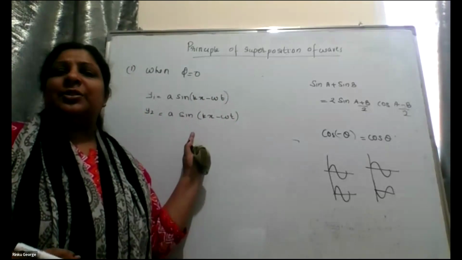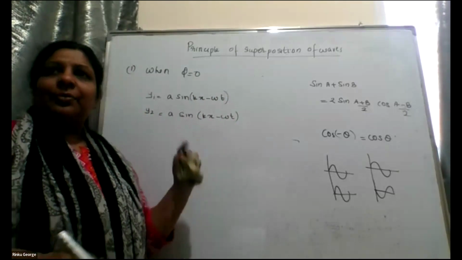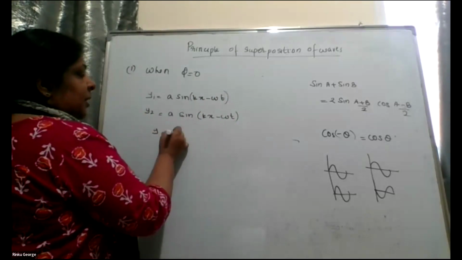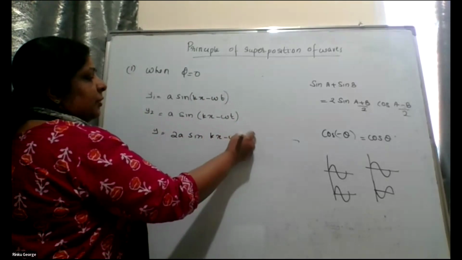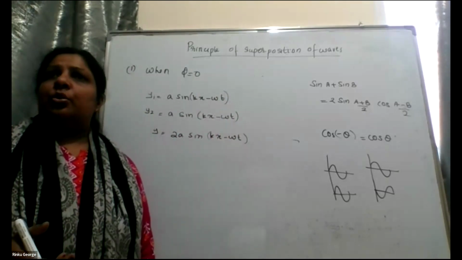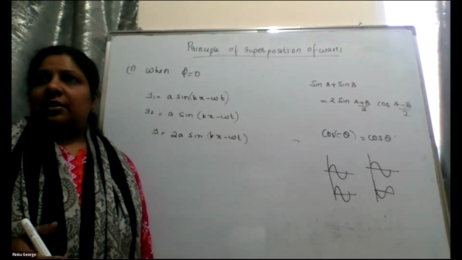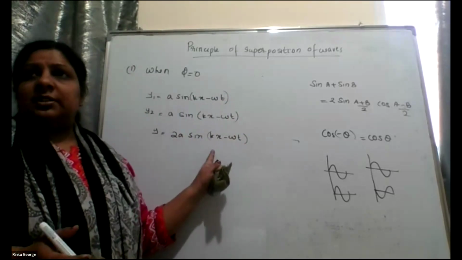Okay, what will be the resultant? 2A sine kx minus omega t. Correct, right? When you add, what will happen? Therefore, y will be 2A sine kx minus omega t. Understood? Just addition, right? A sin omega t plus A sin omega t, 2A sin omega t. That's it. So when phi is equal to 0, y1 and y2, and this will be the resultant.